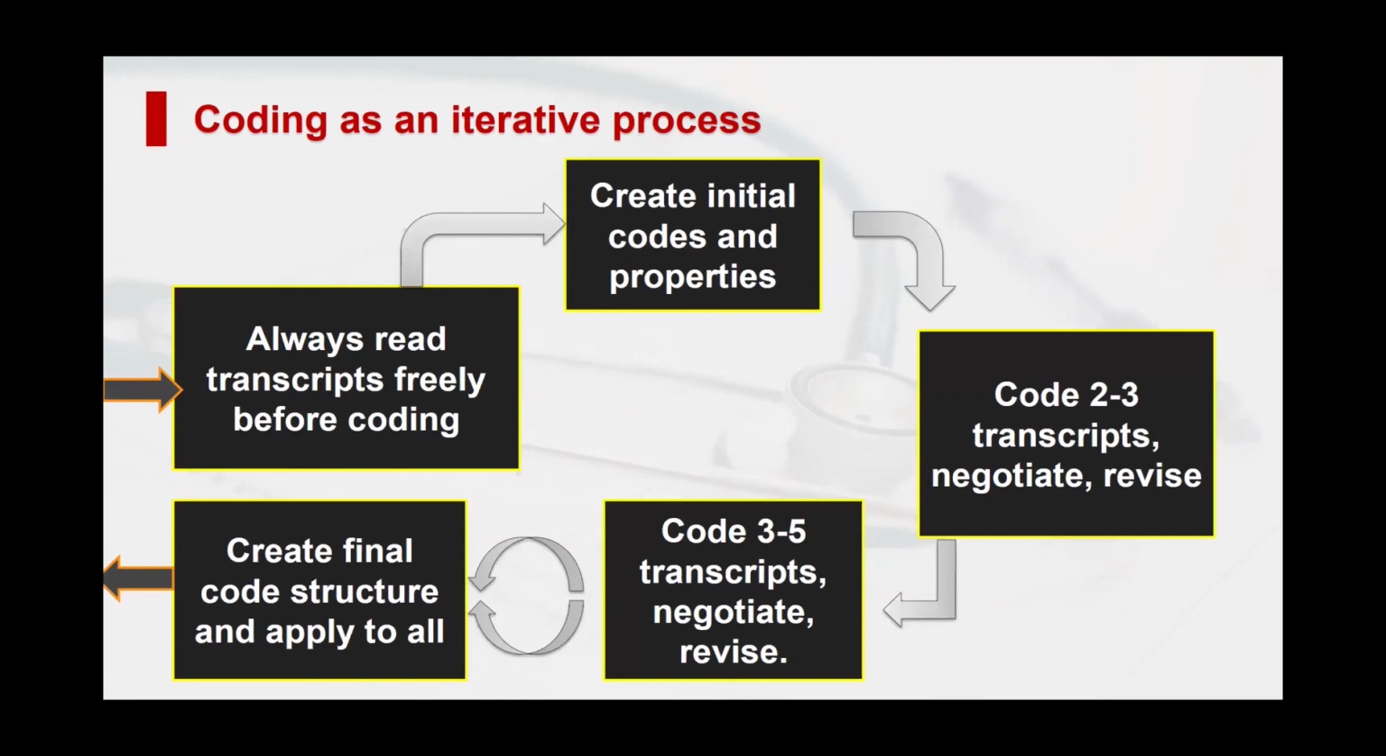So this slide presents the coding process. The researcher can start with reading the transcripts and get familiar with the contents and come up with initial codes. After coding a couple of more transcripts, the researcher can revise and refine the code list. After coding 3 or 5 transcripts, that's a rough number, you should be able to develop a code book that can be used to guide the coding for all the remaining transcripts.